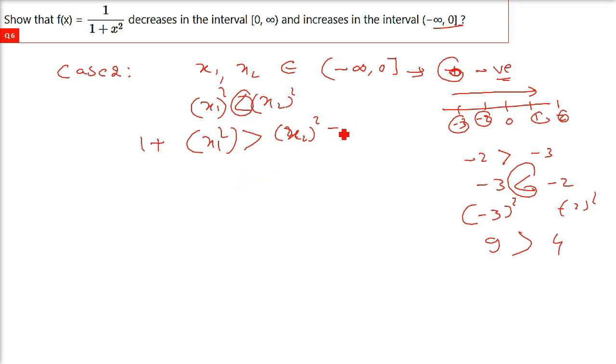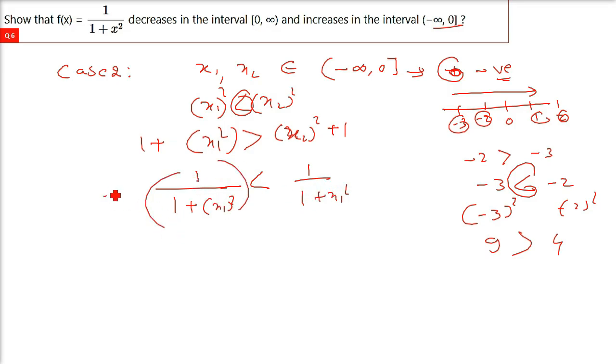Now you add 1. Doesn't matter. 1 added, the sign will not change. You have just seen that in case 1. Now take the reciprocal. I told you the reciprocal will also change the sign. That is, the greater than sign will become less than sign. That also I explained to you in the previous case 1.